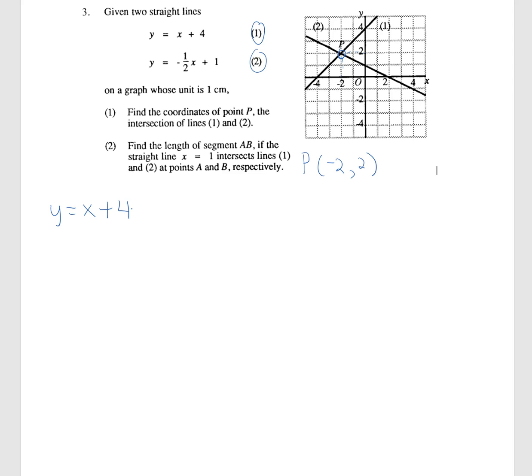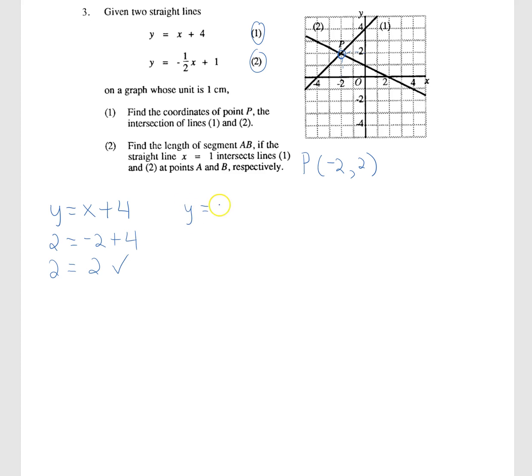And so what I'm going to do is plug in these x and y values and see if the left side and right side equal each other. So for y, I have +2. And for x, I have -2, and I have that +4. And we can see that -2 plus 4 is 2, so this does work out.